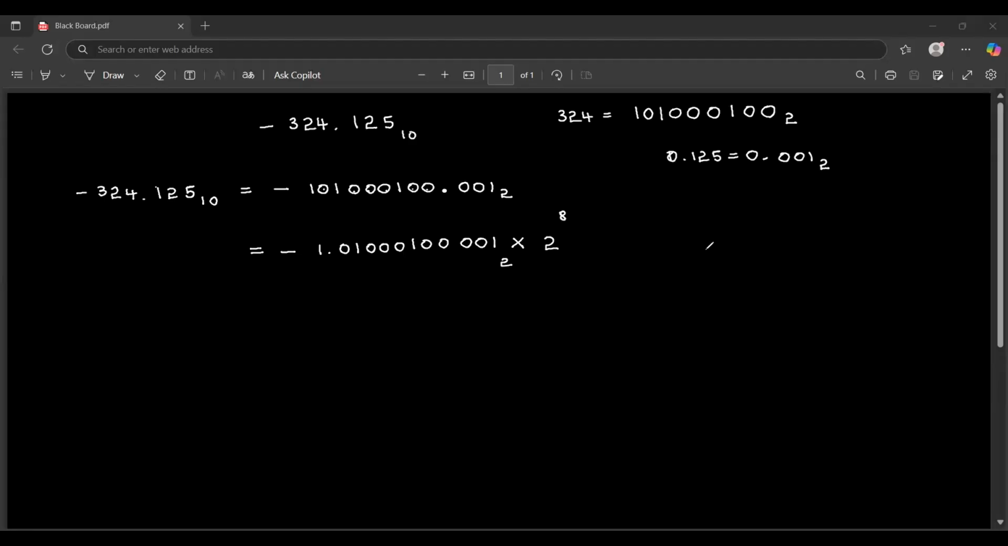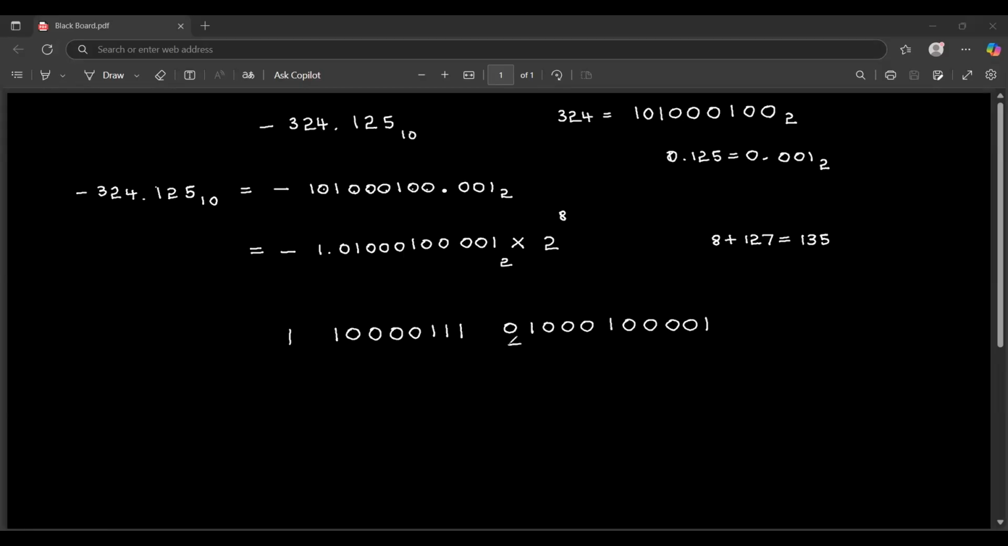Now we can directly write the answer. First of all, let's bias the exponent. It will be 8 plus 127, which is equal to 135. The mantissa is already ready and the sign is negative, so the sign bit will be 1. For 135, we have 128, no 64, no 32, no 16, no 8, we need 4, we need 2, we need 1. And then the mantissa 0, 1, 0, 0, 0, 1, 0, 0, 0, 0, 1.